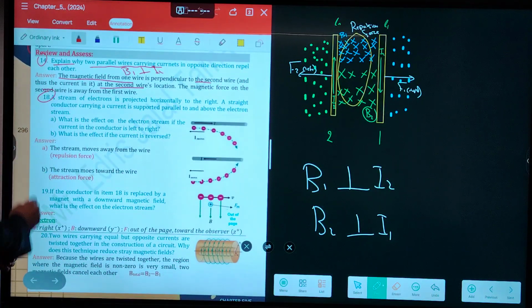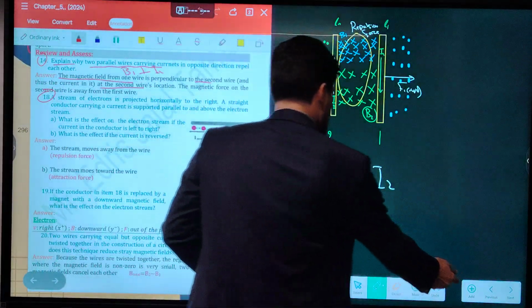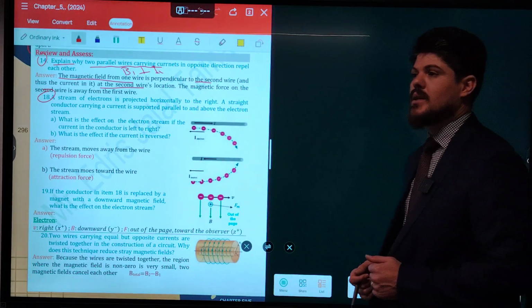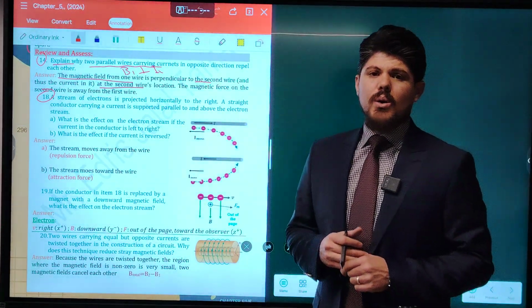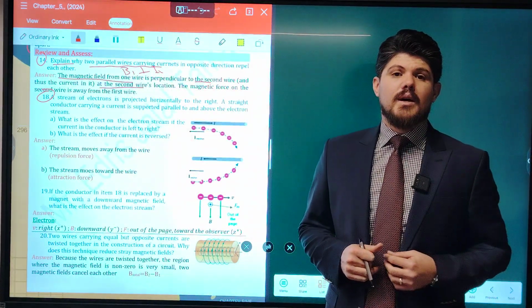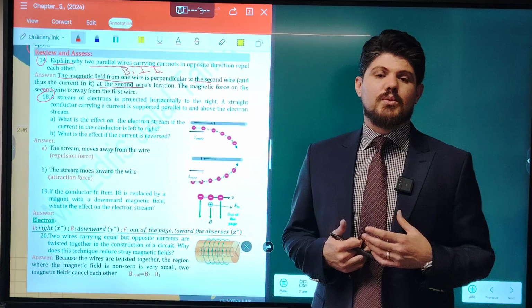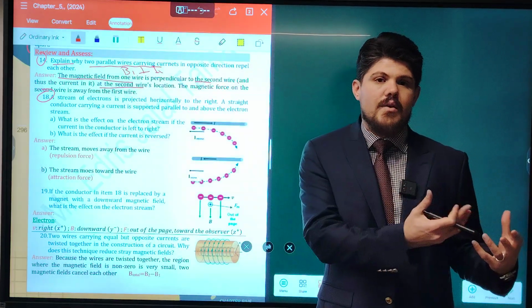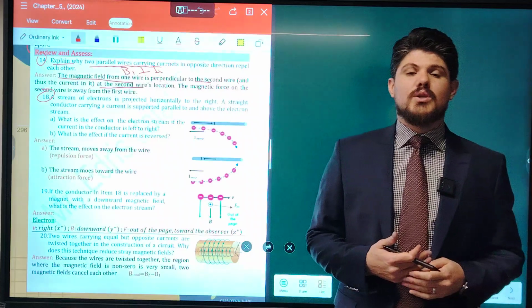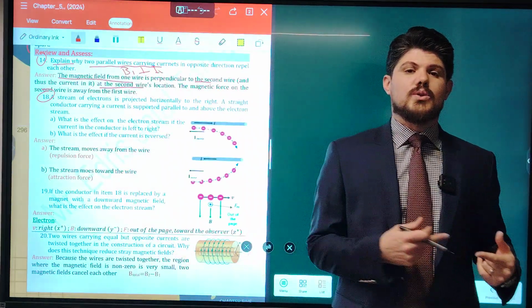Question 18, guys, look at question 18. We have a stream of electrons. Guys, be careful. The direction of electron flow is always opposite to the direction of the current. When the stream of electrons is projected to the left, it means that the current is to the right. When the electron is projected to the right, the current is directed to the left.